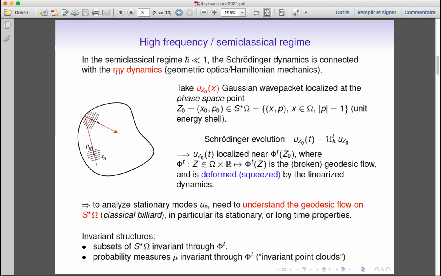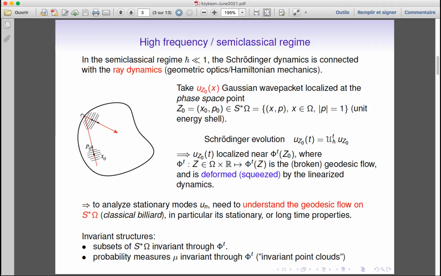One manifestation of this connection is by looking at the evolution of Gaussian wave packets, which you can call coherent states. I didn't give the formula, but it's a standard Gaussian wave packet, initially localized at the point x naught and with momentum p naught. It depends on h bar, of course. What semiclassical mechanics tells us is that when you propagate it through the Schrödinger equation, it will propagate along the classical ray, the light ray, except when you hit the boundary, then it is reflected according to the standard specular reflection rules.